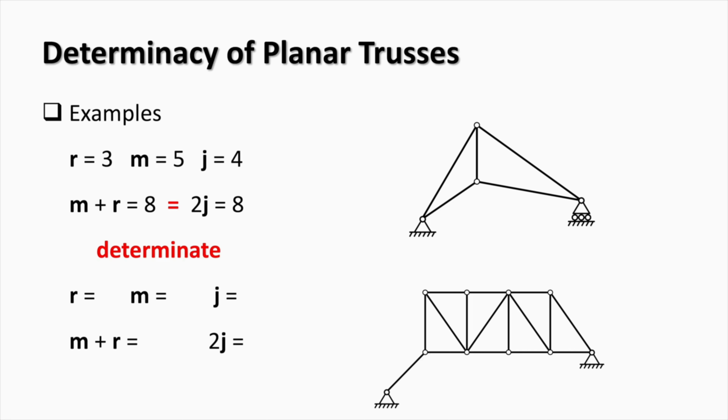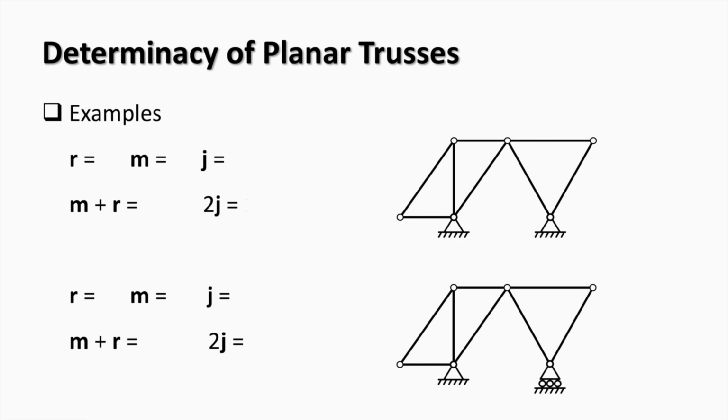Let's now consider the second truss. This truss has 4 reaction forces, 2 reaction forces per simple joint. Additionally, it has 16 members and 10 joints. The sum of the reactions and truss members is 20, which is equal to twice the number of joints. Therefore, the truss is determinate and can be solved using the methods we have learnt.